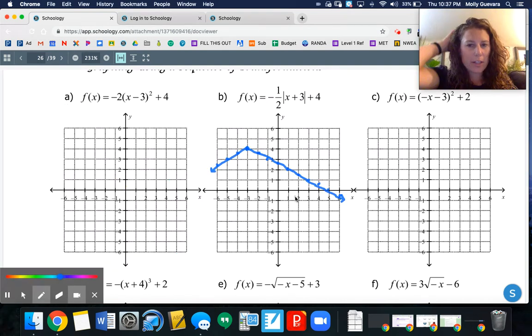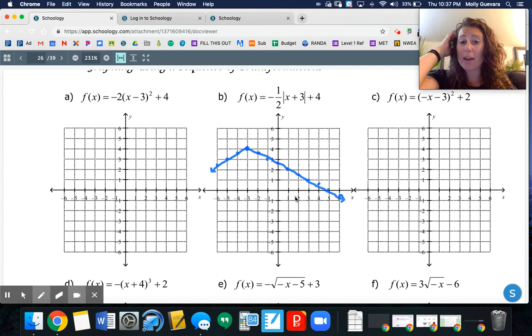All right, so let's look at B here. We're looking at absolute value. Okay, so a normal point for me for absolute value would be at 0, 0, right? Then I multiply the y-coordinate by 1/2, so it's still 0, 0. Reflect it, so it's still 0, 0. And then I go left 3, up 4. So that's how I got this point.